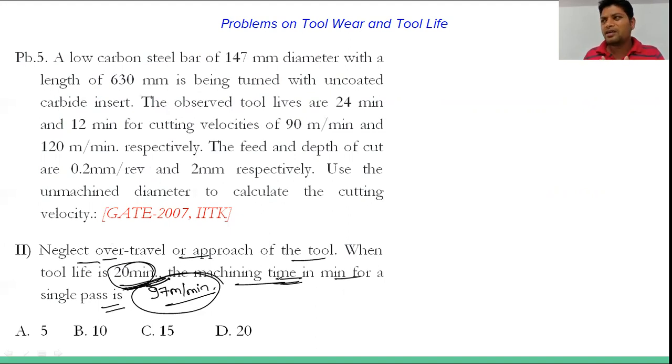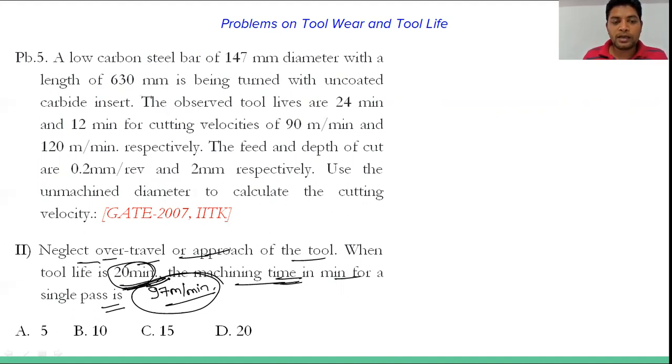At the end, you can say that once this much time is covered, you can subtract that much from the tool life. For example, if it is 5 minutes for the 97 meters per minute, then after one pass you can say that 15 minutes of the tool life is still remaining. Okay, so I think it's clear to you.